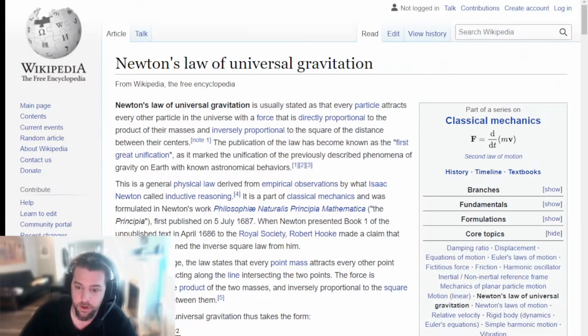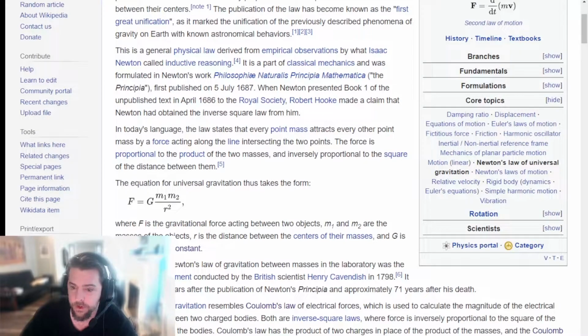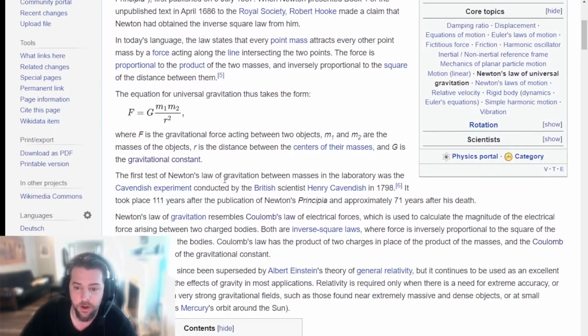So Newton's law of gravity is pretty good. We can use it to calculate plotting a satellite around the orbit of Pluto if we want. That's how accurate it is.